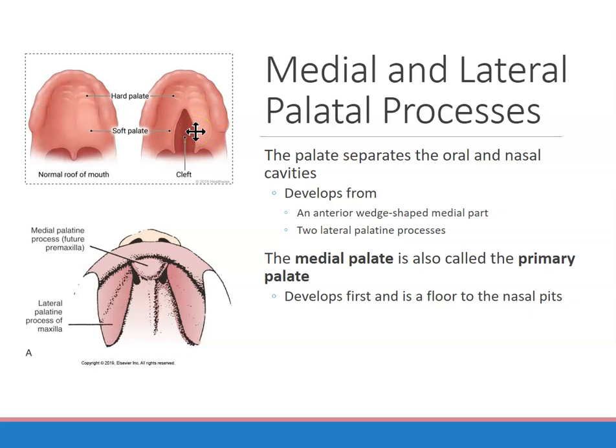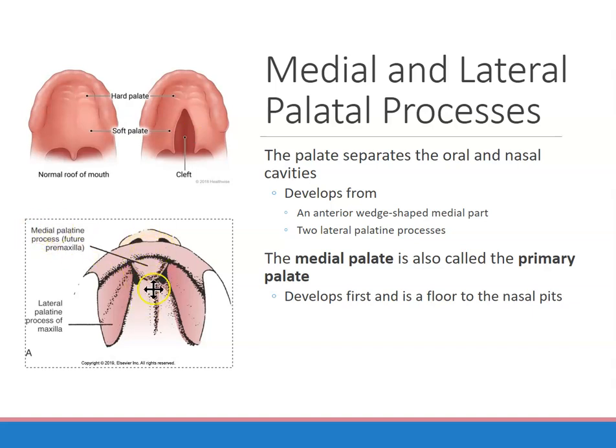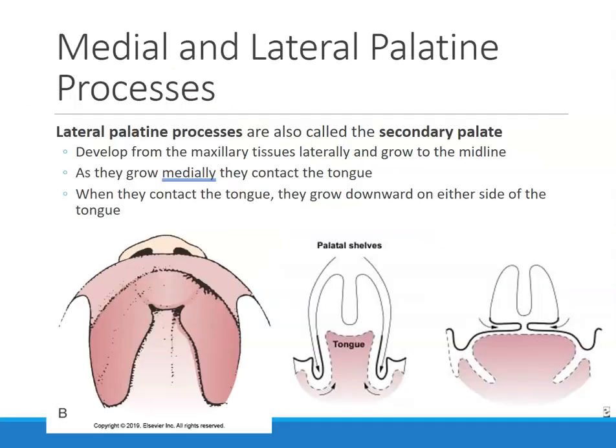So how does it fuse? Well, there are two portions of the palate. There's the medial. Medial means midline, in the middle. Medial palatine for palate. There's the medial palatine process. And then there's a lateral. Lateral for side, there are 2 sides, so lateral palatine process. Before that, let's look at the medial one. The medial palate is also known as your primary palate, because it's the first one to develop. And then the lateral is called your secondary palate, because it comes later on. So medial is your primary, lateral is your secondary.